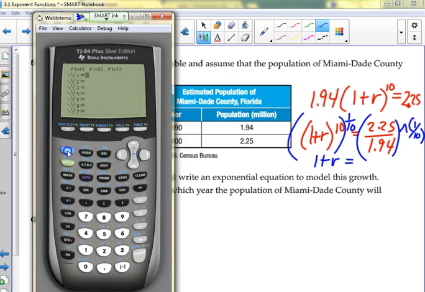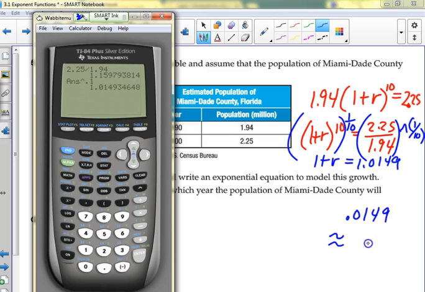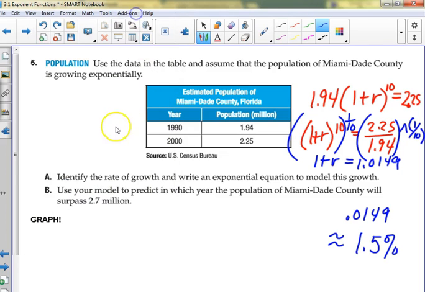2.25 divided by 1.94 and then to the 1/10th power. Anybody getting 1.0149? So if we subtract the 1, it's growing 0.0149, which is roughly what percent? 1.49, or almost 1.5%. That was the growth rate, okay, and the model would be the starting population.